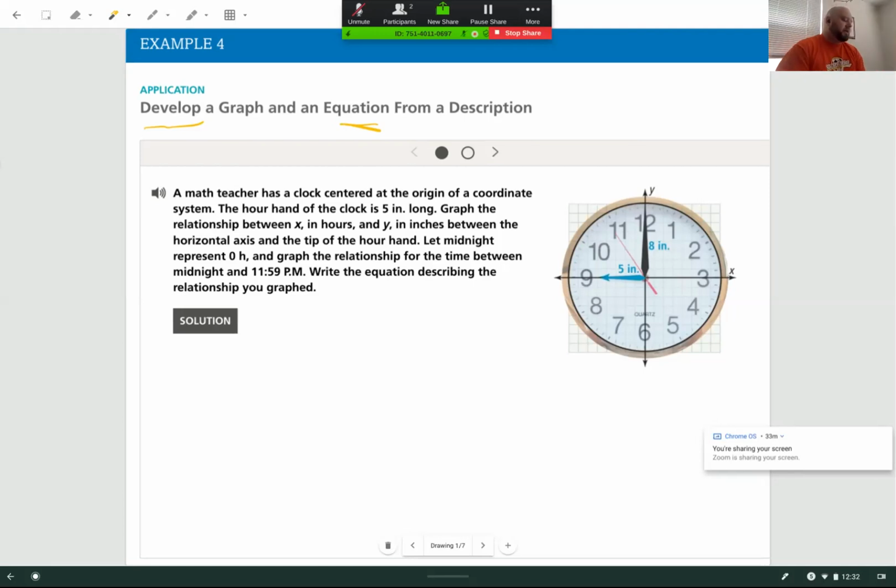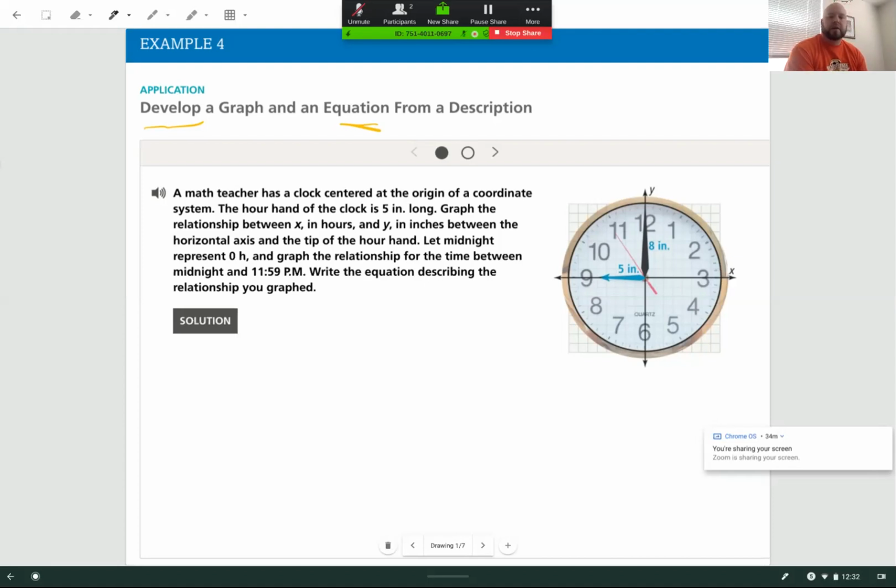So the problem says a math teacher has a clock that's centered at the origin of a coordinate system. The hour hand of the clock is 5 inches long, and you can see that in the picture. It's the blue hand. We need to graph the relationship between x in hours and y in inches between the horizontal axis and the tip of the hour hand. Let midnight represent 0 hours and graph the relationship for the time between midnight and 11:59 p.m. Write the equation describing the relationship that you graphed.